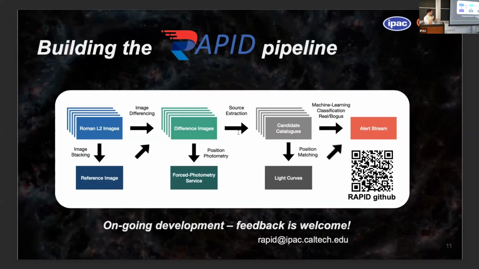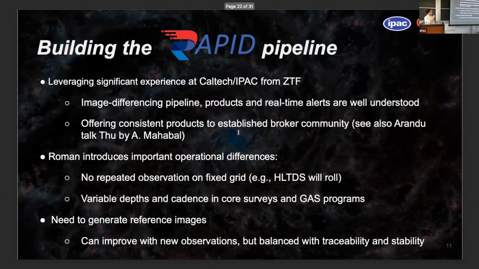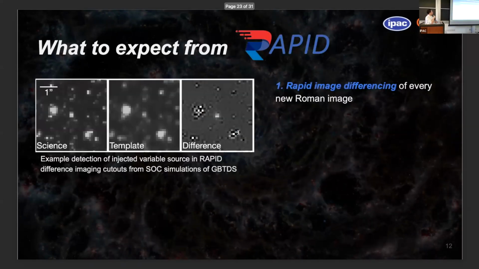It's all in public on GitHub, so you can check it out, especially if you care about the content of the alert packets. We're definitely looking for feedback there. If there's things you really want in there, definitely give us your feedback. And so we're leveraging a lot of experience from the development of the ZTF pipeline at IPAC, but of course Roman introduces some important differences. It doesn't have fixed sky grids, for example, and the fields will roll during repeated observations.